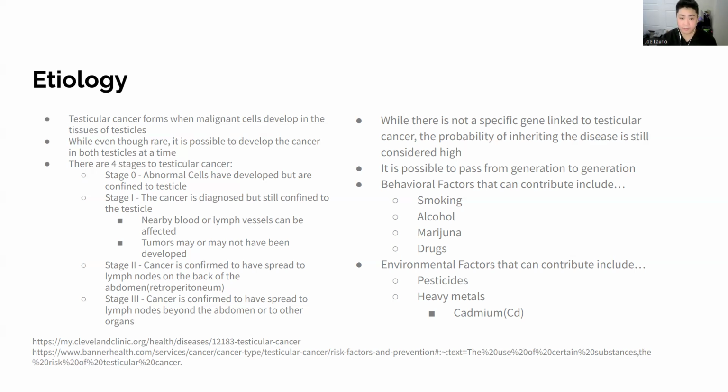Then there's stage two, where cancer is confirmed to have spread to the lymph nodes, and this affects the back overall, which is the retroperitoneum. And then we have stage three, where cancer is confirmed to have spread to lymph nodes. And then that means that because the lymph nodes are affected, it has gone beyond the abdomen onto other organs, which can become really fatal.